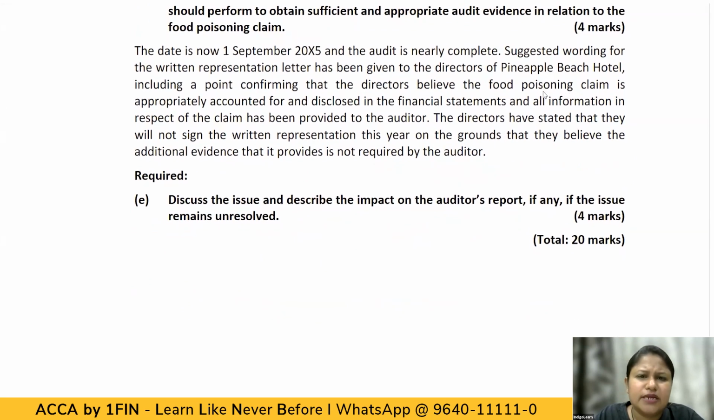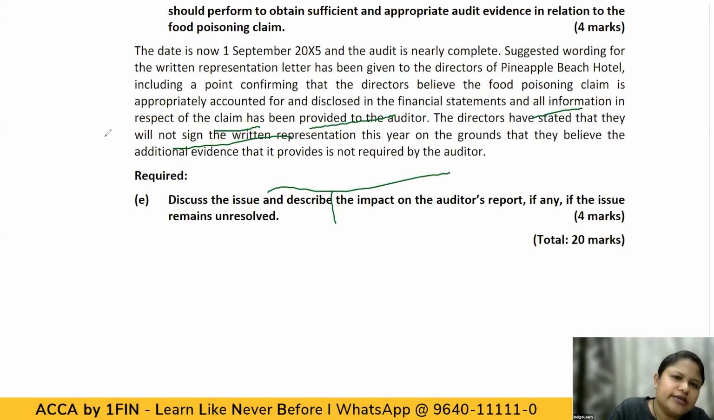The date is now 1st September 2015 and the audit is nearly complete. Suggested wording for the written representation letter has been given to the directors of Pineapple Beach Company, including a point confirming the directors believe the food poisoning claim is appropriately accounted for and disclosed in the financial statements, and all the information on the claim has been properly provided to the auditor. The directors have stated that they will not sign the written representation this year on the grounds that they believe the additional evidence provided is not required by the auditor. Written representation not provided by the management.